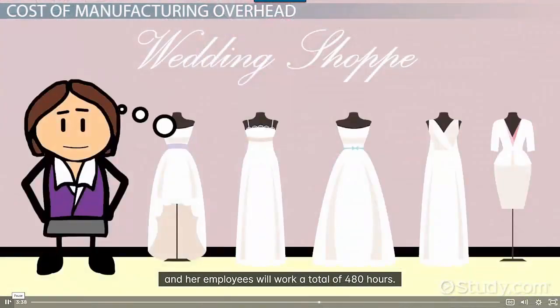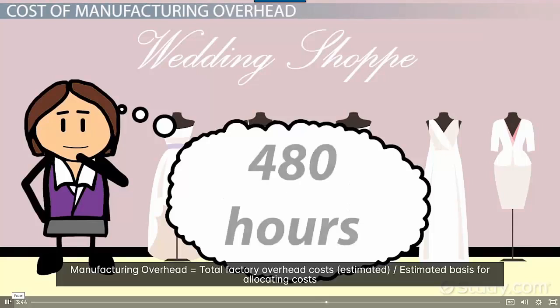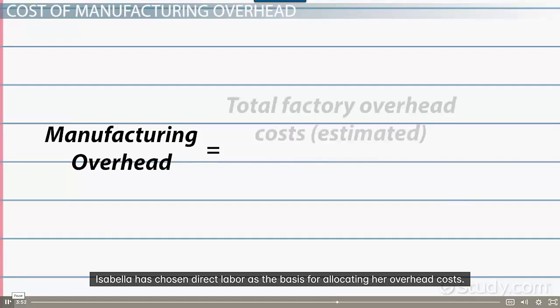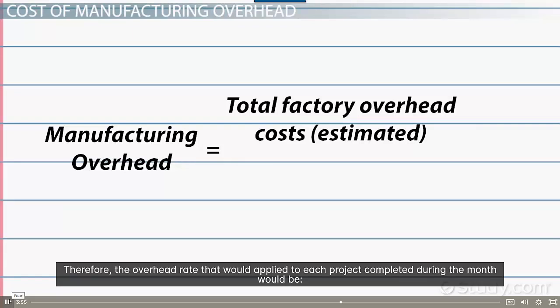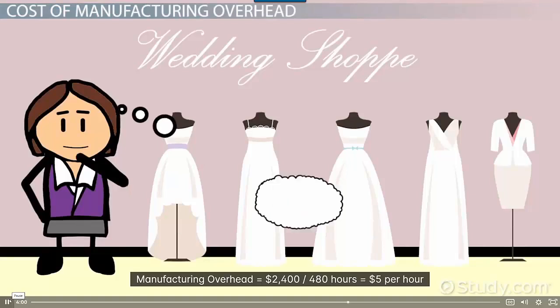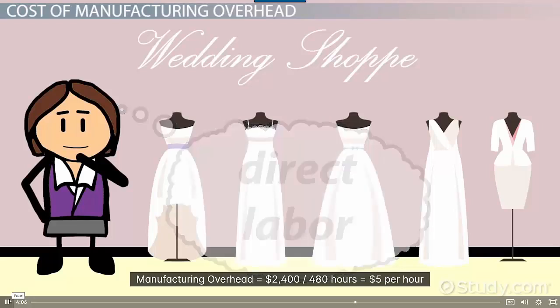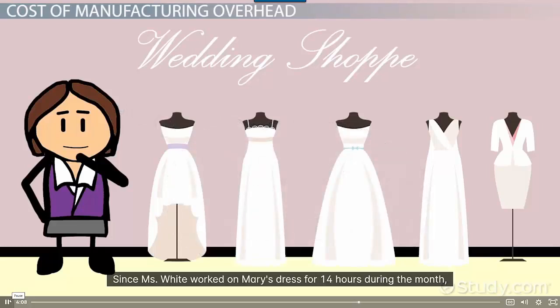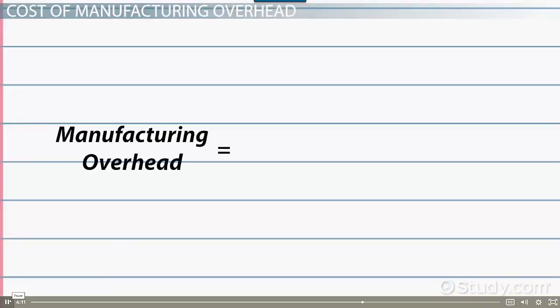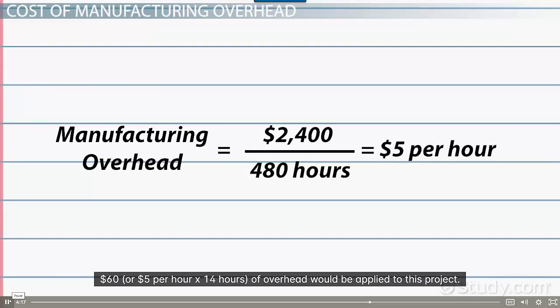Based on past experience, Isabella may estimate that she will incur overhead costs of $2,400 for the month, and her employees will work a total of 480 hours. The formula for calculating manufacturing overhead is: manufacturing overhead equals total factory overhead costs, estimated, divided by estimated basis for allocating costs. Isabella has chosen direct labor as the basis for allocating her overhead costs. Therefore, the overhead rate that would be applied to each project completed during the month would be: manufacturing overhead equals $2,400 divided by 480 hours, which equals $5 per hour.